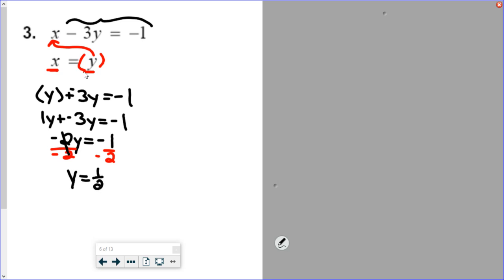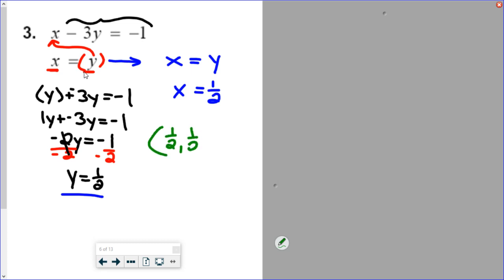Again, this wouldn't have been a good one to graph, so that's why we're kind of doing this. Okay, so y is 1/2. I'm going to use which equation? Well, I'm going to use the second equation because x equals y. And if y is 1/2, that's the same as x. Ooh, that's almost too easy. So my final answer is the ordered pair 1/2, 1/2, because x and y are in fact the same.